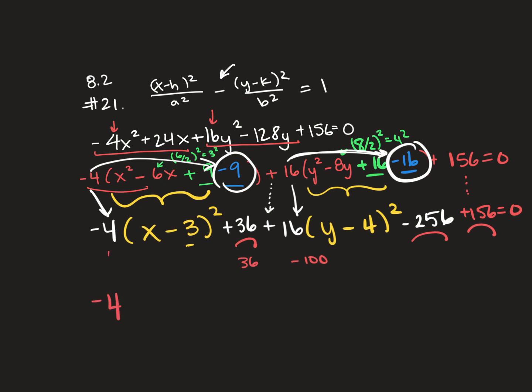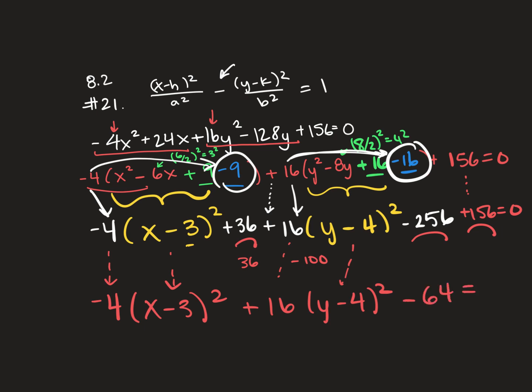So I'm going to rewrite everything that I have here. I'm going to rewrite -4 times (x minus 3) squared plus 16, y minus 4 squared. And then I'm going to put that 36 minus 100, we said it was negative 64, equal to 0.